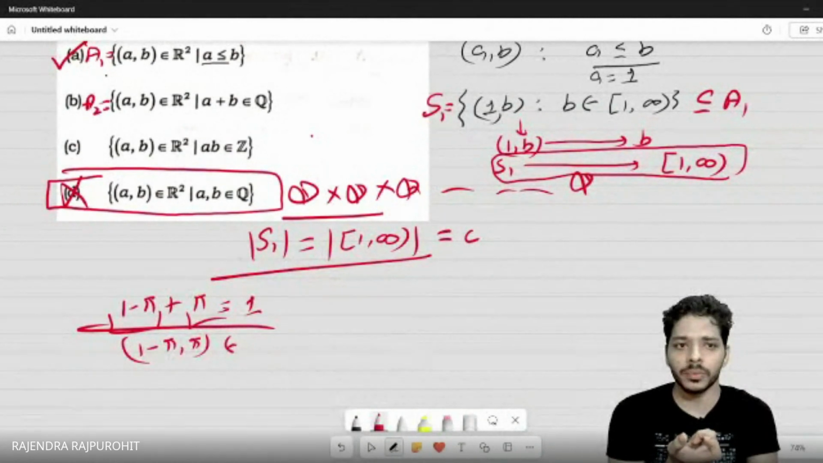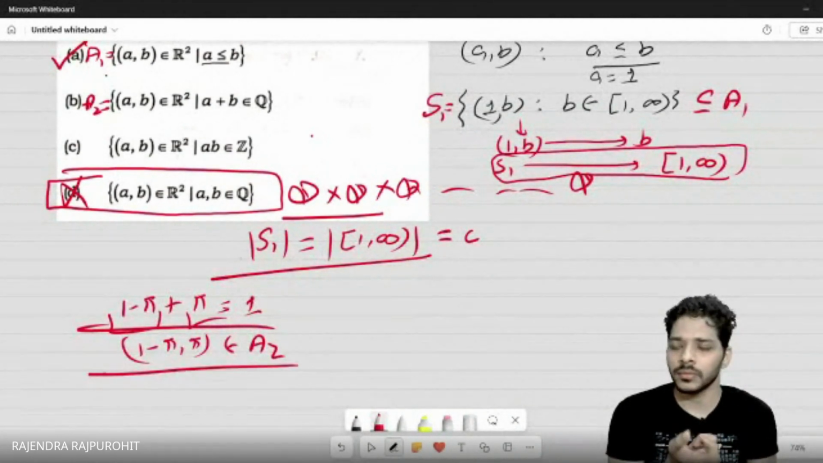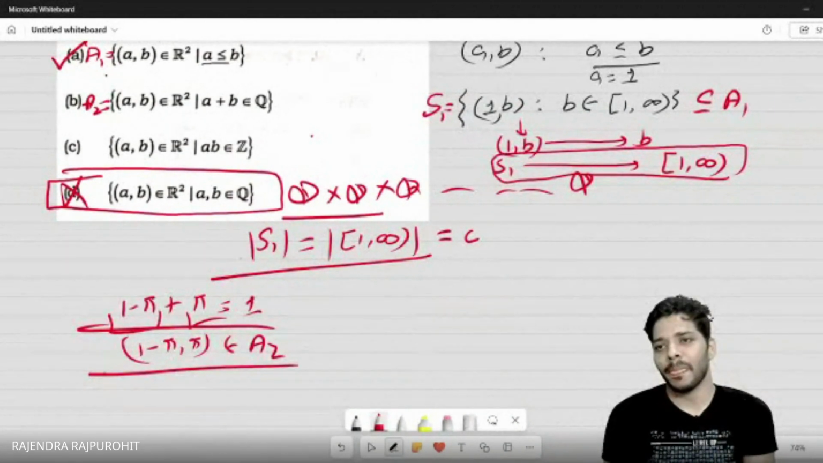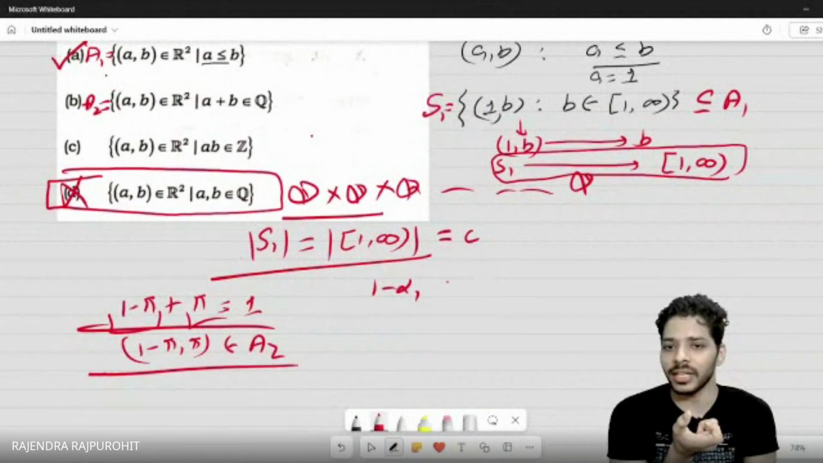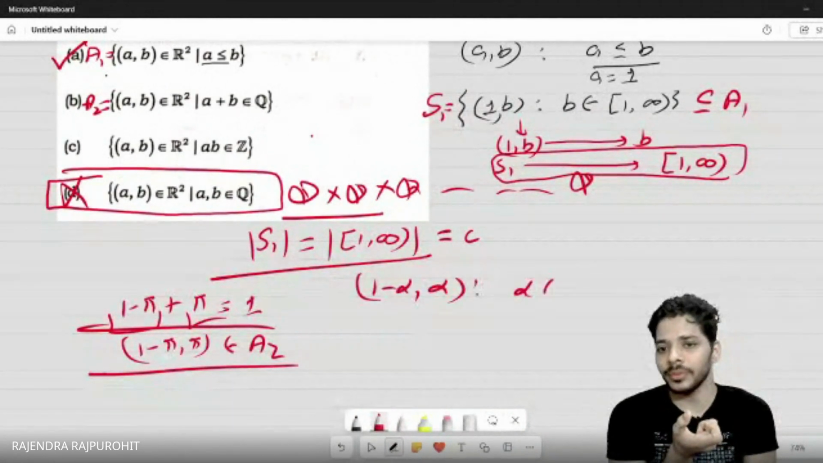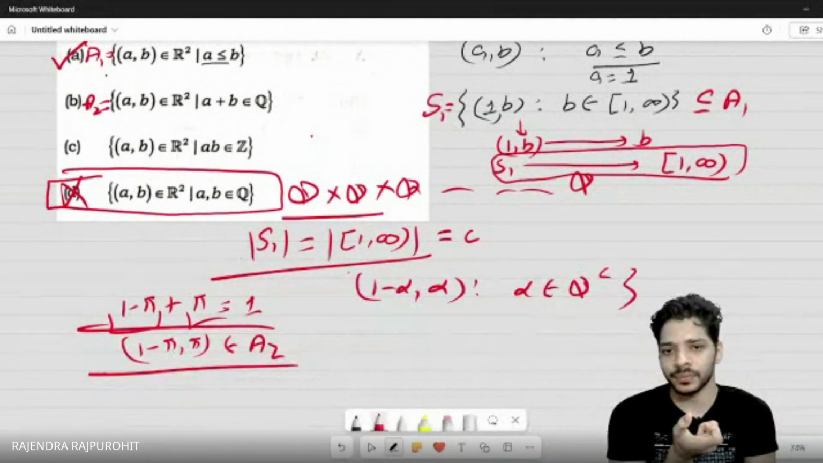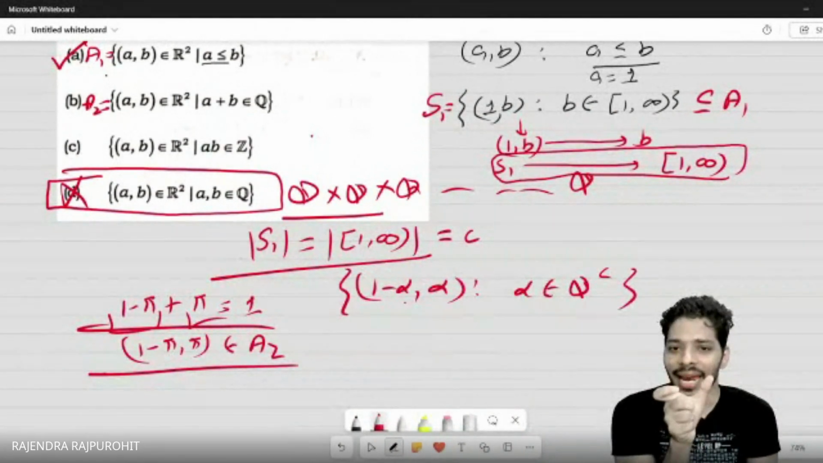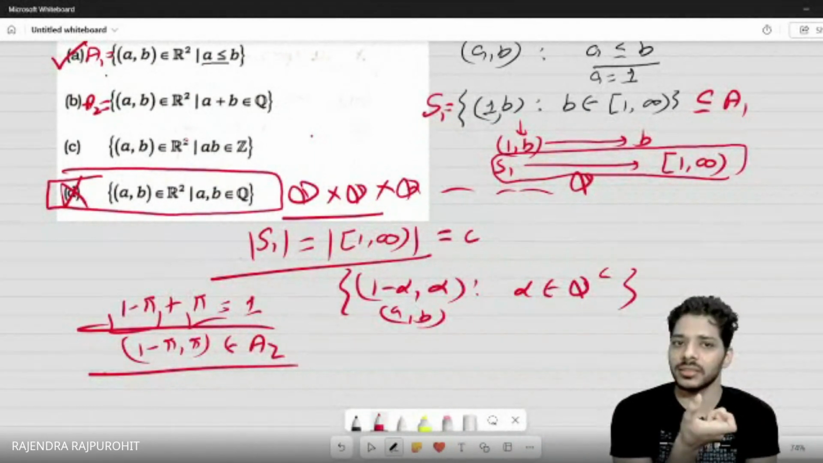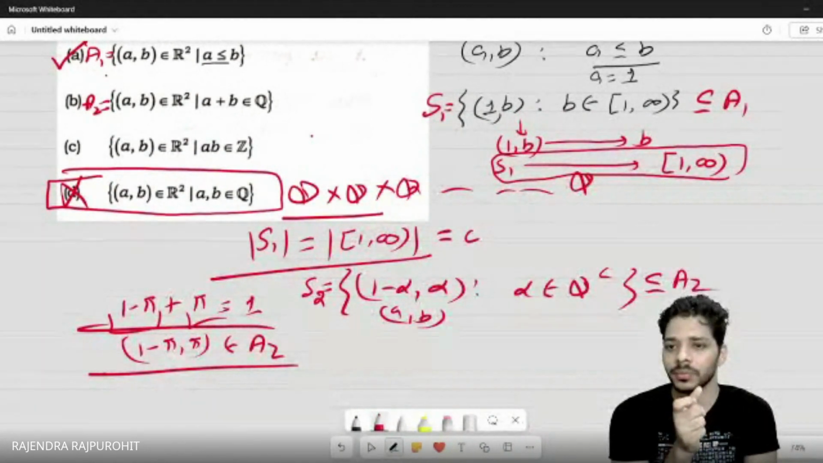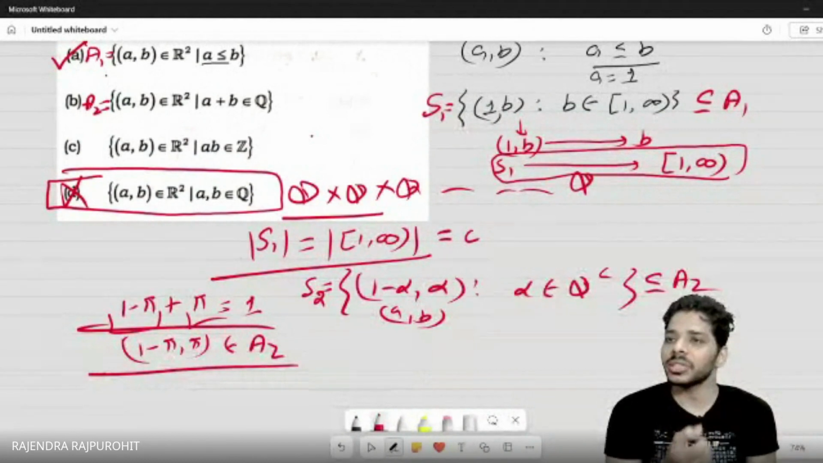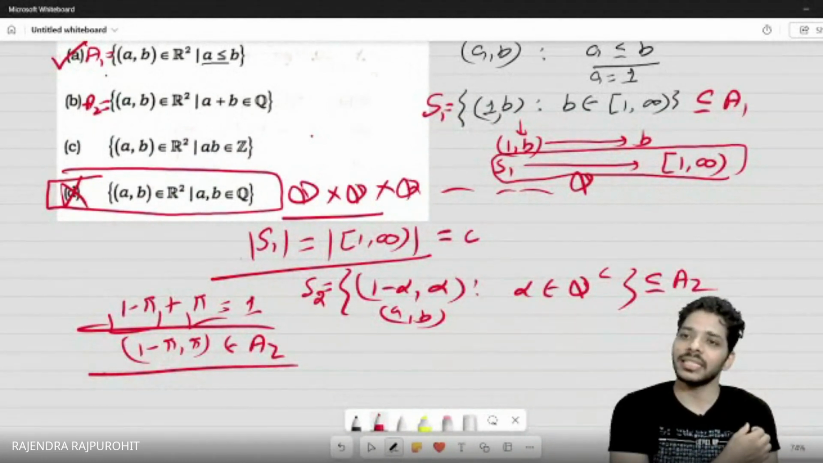Let's call it A2. And I will use this fact. Okay, so what we do is, let us fix these kinds of numbers, (1 minus alpha, alpha), where alpha belongs to Q complement. Now if you add A and B, then you get simply 1, which is rational, and hence this set, call it S2, is contained in our set A2. Now can you say S2 is countable or uncountable? How many elements are there in S2?